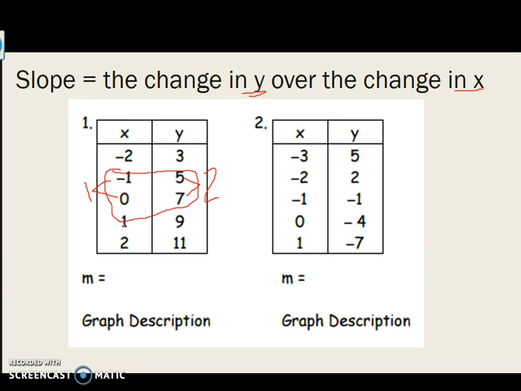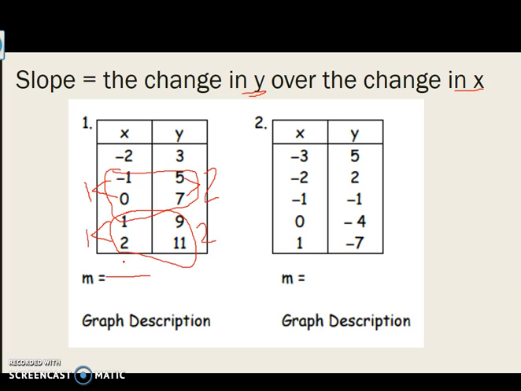Now I could pick 2 more points in this table, like maybe these 2. And I could find the different change in x. So x goes from 1 to 2. So I subtract the one below it minus the one above it. 2 minus 1 is 1. 11 minus 9 is 2. So for both of these problems, the change in x was 1, and the change in y is 2.